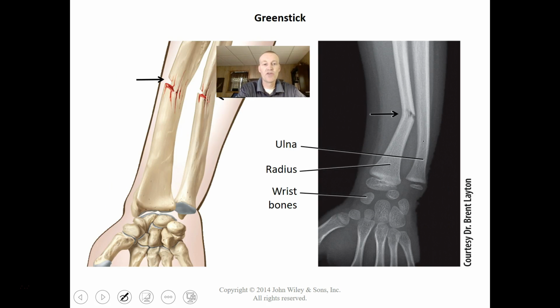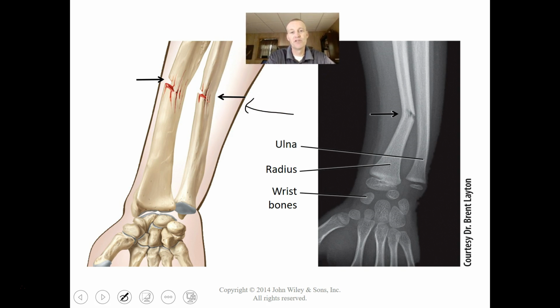So this is a green stick fracture. You have probably the force came from this way and caused the breakage on this side of the bone, but it flexed on this side of the bone. We oftentimes get that in people that are young. And if you look at this x-ray over here, you can see they still have the epiphyseal plates. So this person's still growing. And here's your green stick fracture right there.